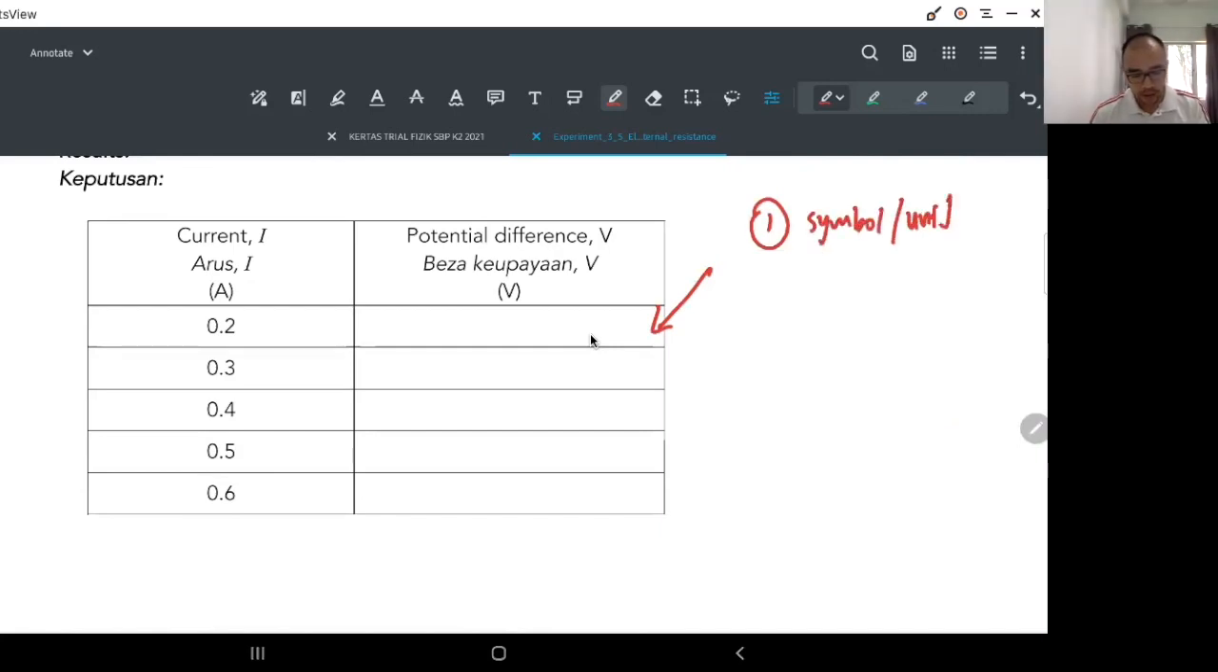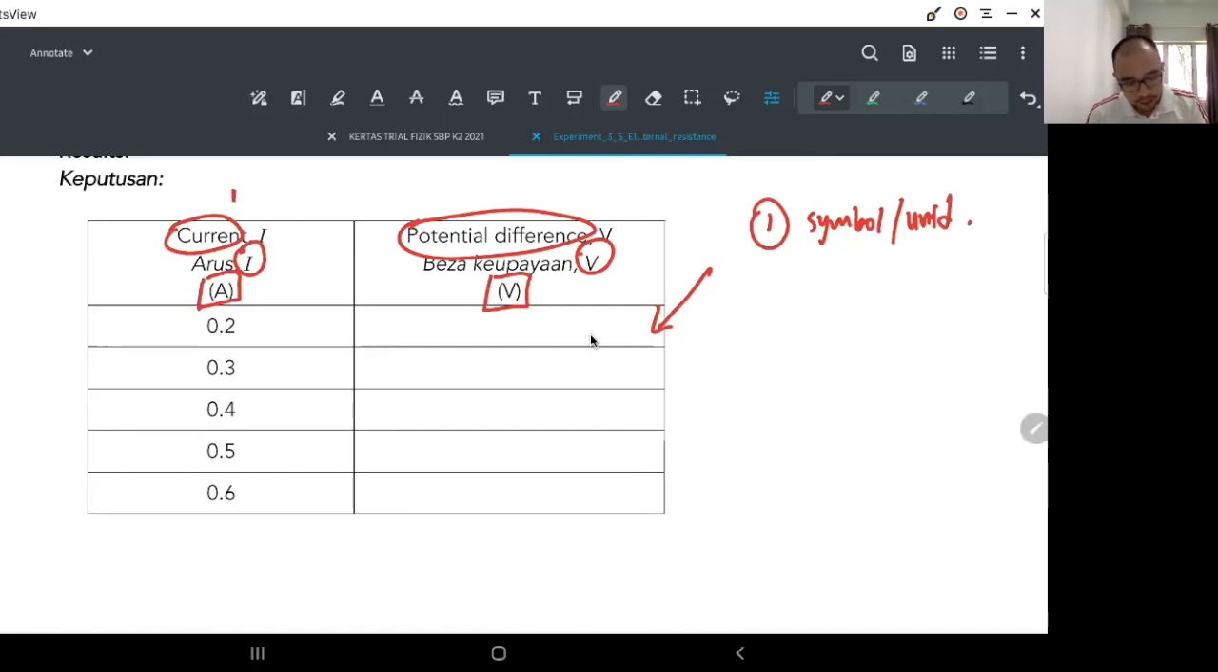Okay, as shown over here. Symbol is I, the unit is A. Symbol is V, the unit is V. Do you have to put the word current or potential difference? You don't have to, okay, it's not wrong, but you need to make sure that there is at least the symbol and the unit. If you put it in, it's a good bonus for you. If you don't put it in, don't worry about it.